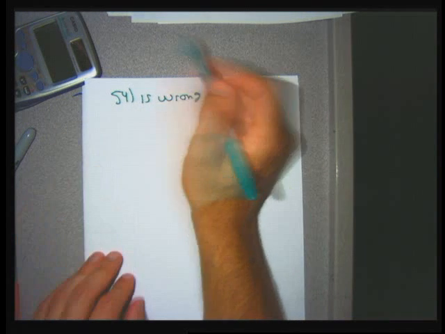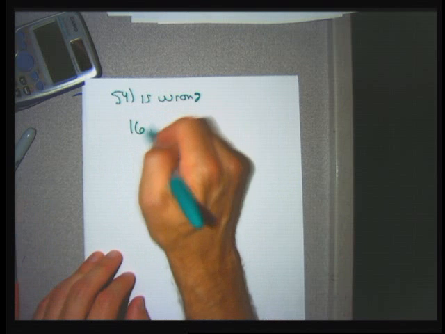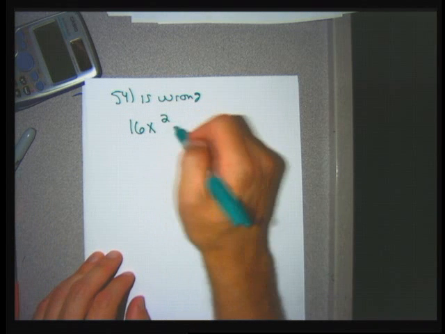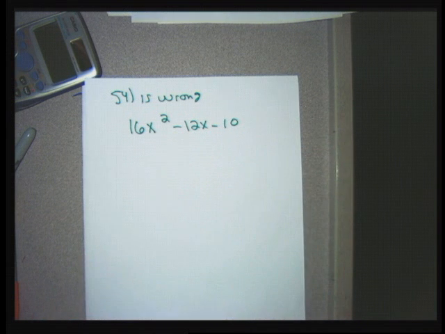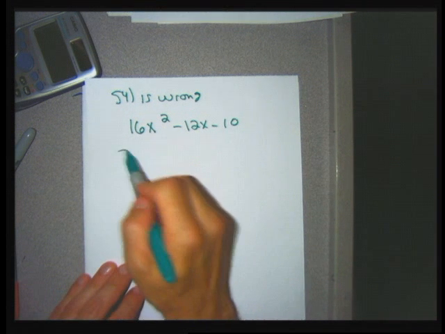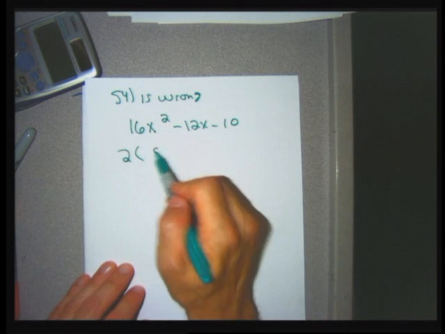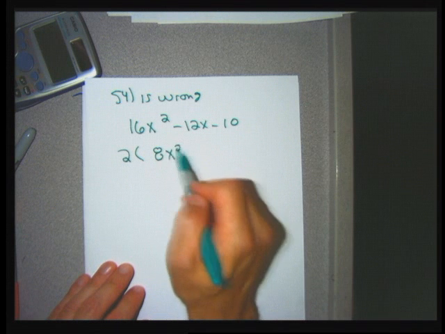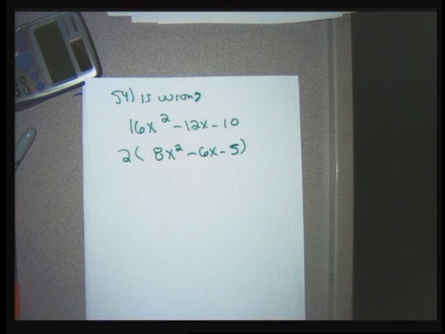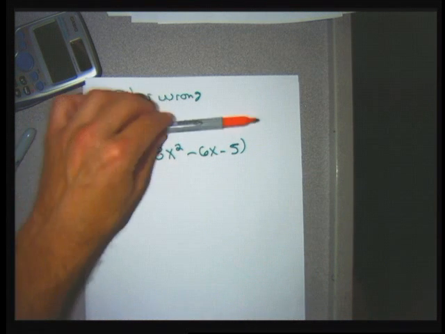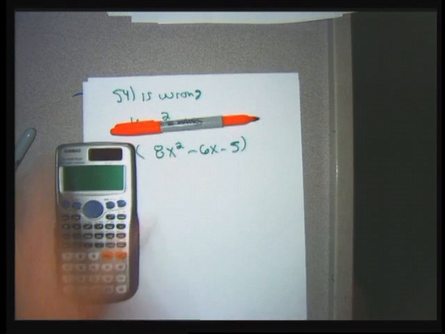I can't see my mistake. But 54 asked me to factor 16x squared minus 12x minus 10. And I believe my answer is not right. So I'm going to factor out my common factor of 2. When I factor out a 2, I'm left with 8x squared minus 6x minus 5. Quite honestly, I just don't see my mistake. I'm sorry about that. Now I'm going to ignore this, ignore that, bottoms up this.